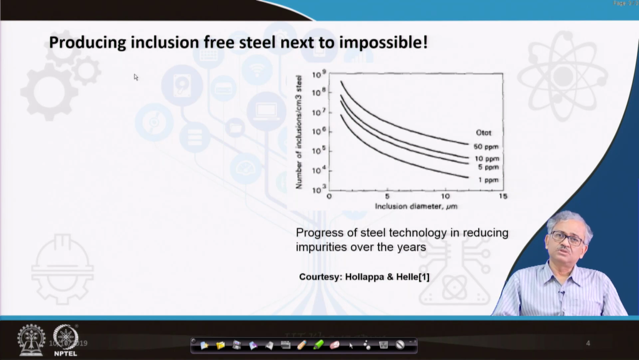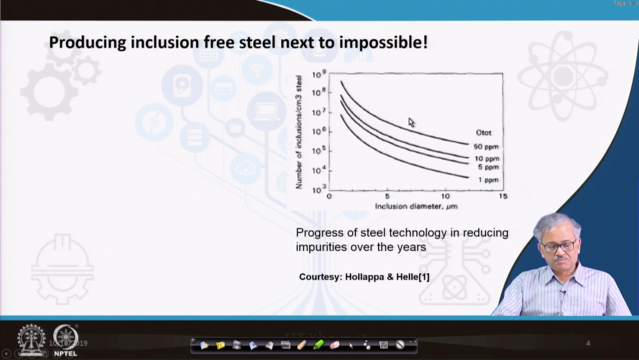And there are numerous inclusions that can be trapped in the liquid steel because they cannot float to the top during the processing of steel. So they get physically entrapped. So that is the concern.